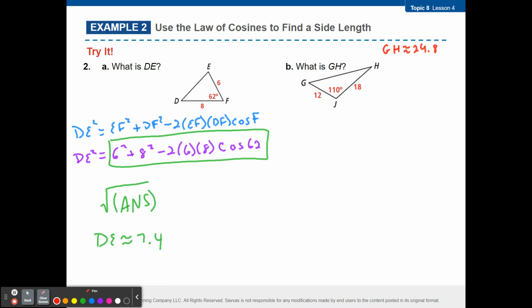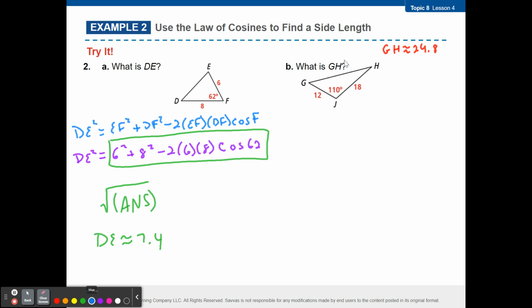55.2. Look at the angle. All right, let's check this out. So we've got GH squared equals EF squared plus HJ squared minus 2 times GJ times HJ times the cosine of 110.